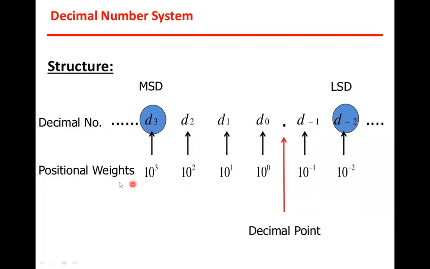Because the decimal number system has a base of 10, the positional weights come out as 10 to the power of 0, 10 to the power of 1, 10 to the power of 2, 10 to the power of 3 on the integer side. And on the fractional side, 10 to the power of -1, 10 to the power of -2, 10 to the power of -3. That will be the positional weights of the decimal number system.